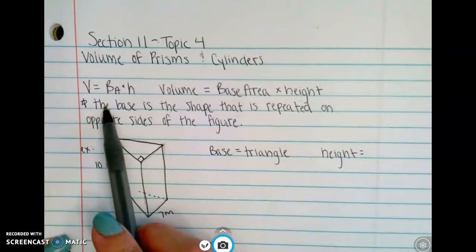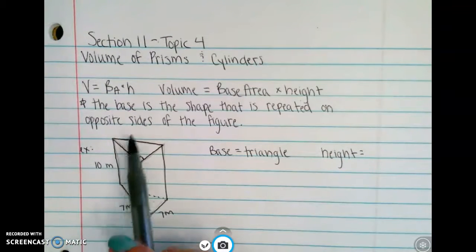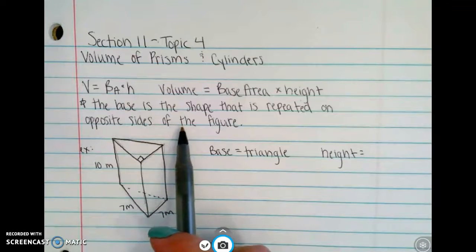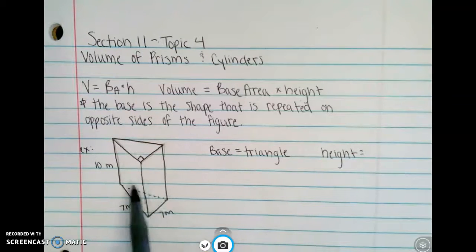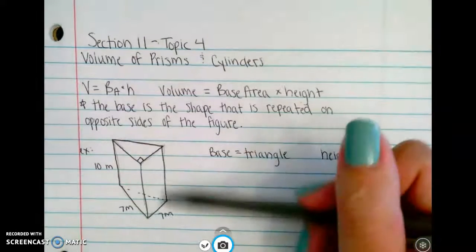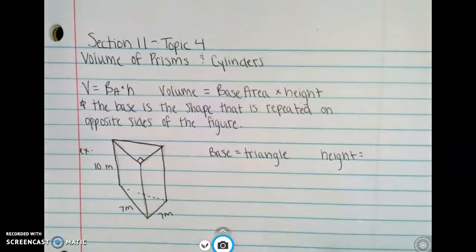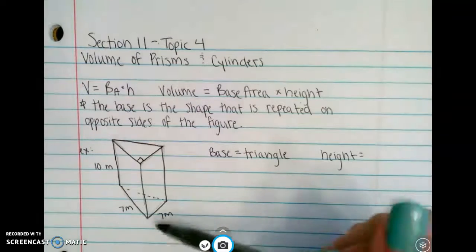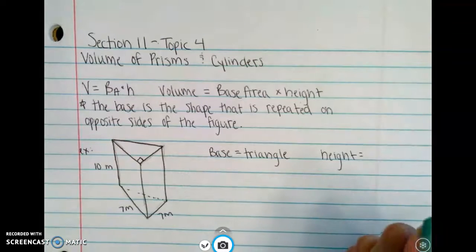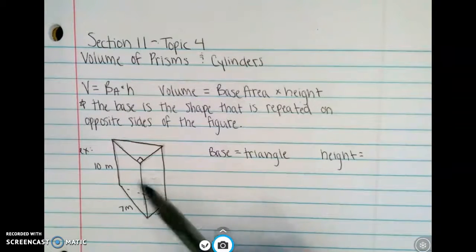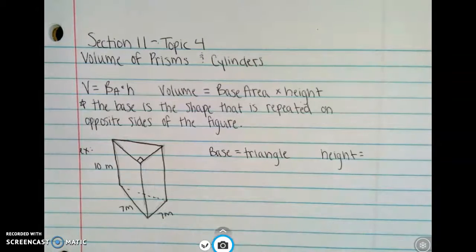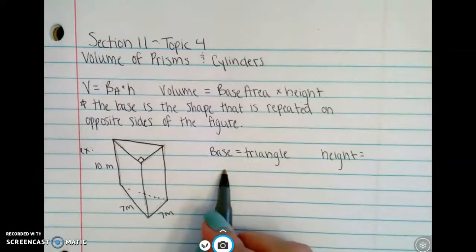Remembering that with prisms and cylinders, the base is the shape that's repeated on opposite sides of the figure. So when we look at this first example, although it's made up of a lot of shapes, it's made up of rectangles and triangles, the shape that's repeated on opposite sides is that triangle. So going back to what we talked about last week with the bases and the faces, the bases are the triangles, where the faces are the rectangles in this problem. So we need to first find the base area of the triangle.